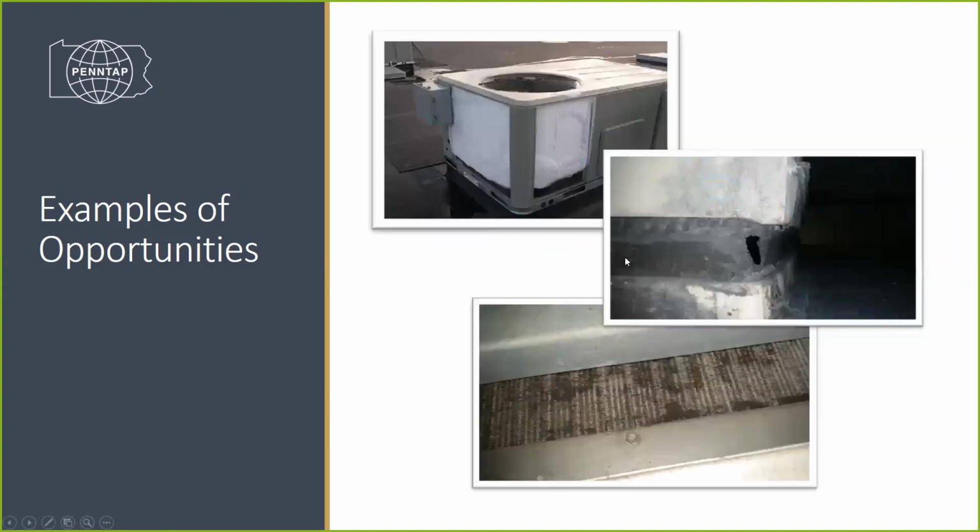Other examples, things you may see during your investigation stage of HVAC systems. Coils that are frozen, as you can see in the top photo here. Damaged equipment, dirty coils. When investigating HVAC, look for missing panels, damaged panels, leaking ductwork, dirty coils, and more.